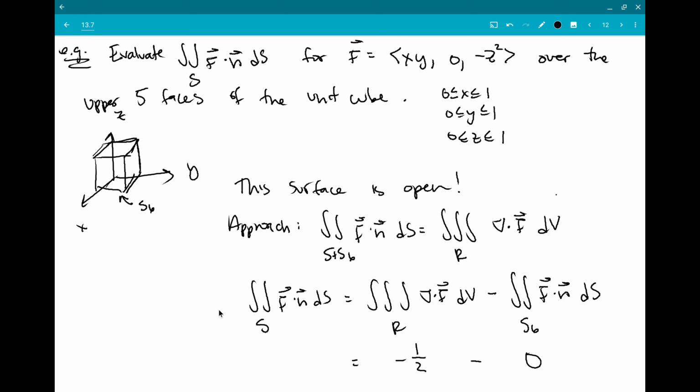So the flux through the other 5 sides is actually just minus a half. So we had this formula, it would be the result of the divergence theorem minus the flux through that last surface. So we got the minus a half minus 0 is just minus a half for the final answer. And that's how you can set up a divergence theorem problem over an open surface.